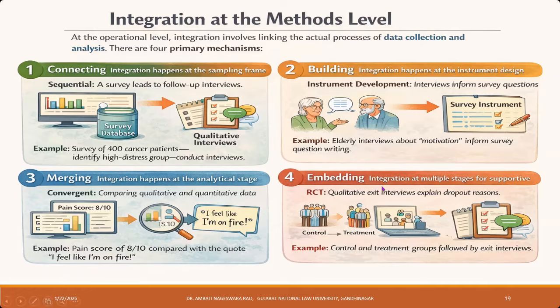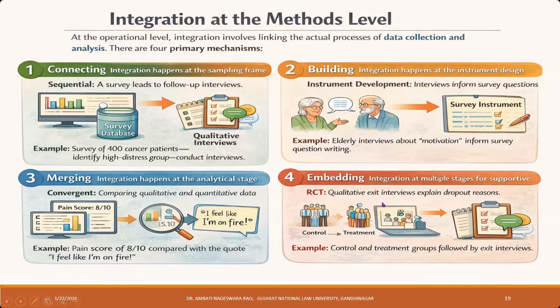Embedding: qualitative exit interviews explain dropout reasons. Almost, you can see this one. Control and treatment groups followed by exit interviews. So you are able to see the same, almost control and treatment, and you are able to see why people are dropping out.